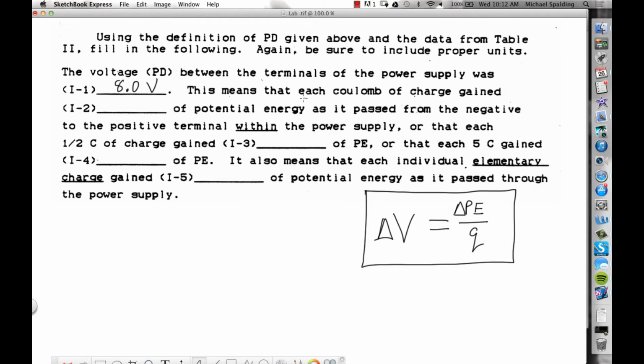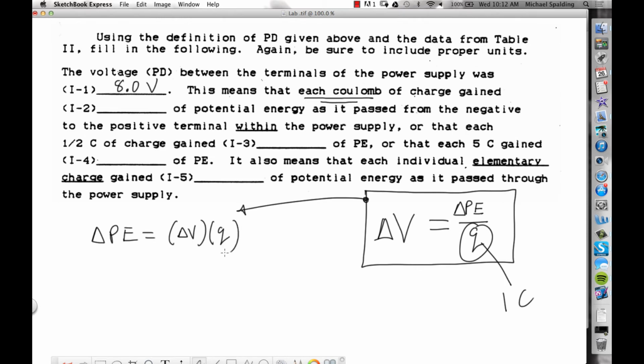This means that each coulomb, what's that telling us? Each coulomb. How many coulombs are we talking about? 1. So basically what we're doing is that this Q right here is 1 coulomb. The charge is 1 coulomb. So each coulomb gained blank potential energy. So to figure this out, take our equation and rearrange it for the change in potential energy. It's going to be the potential difference, or the voltage, multiplied by the charge, right? So the change of potential energy, so we're talking about 8 volts.